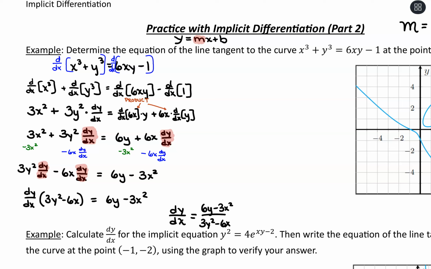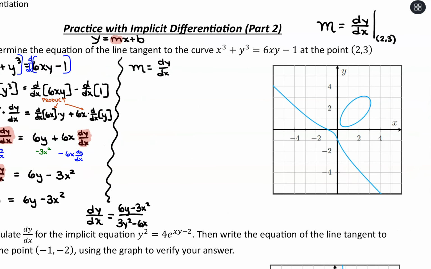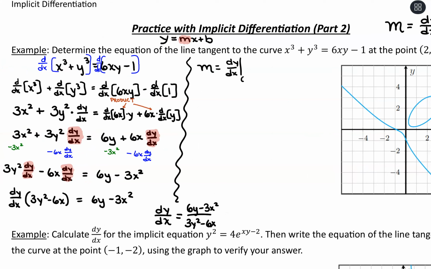And now what we want to do is go back, because our whole thing is to get the equation of the tangent line. So we're going to start by finding our slope, which is to evaluate dy dx at that coordinate, which they gave us is (2, 3). So what we're going to do is take that equation we just found and plug in 2 and 3. So we're going to have 6 times y, which is 3, minus 3 times x squared, so 2 squared, over 3 times y squared, so 3 times 3 squared, minus 6 times x, which is 2.